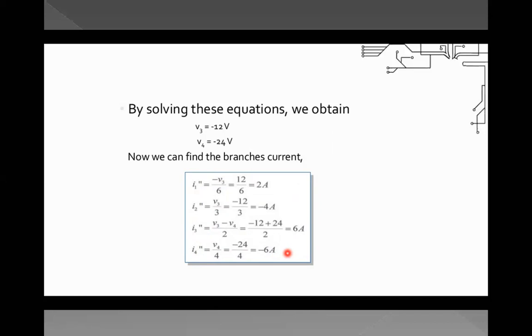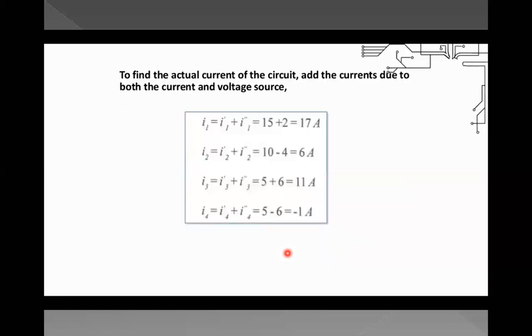So actual current I1 should be equal to I1 dash plus I1 double dash. I2 should be equal to I2 dash plus I2 double dash, and so on. If you add up the actual current of the circuit, adding the currents due to both the current and the voltage source, then we will get I1 is equal to 17 amp, I2 is equal to 6 amp, I3 is equal to 11 amp, and I4 is equal to minus 1 amp.